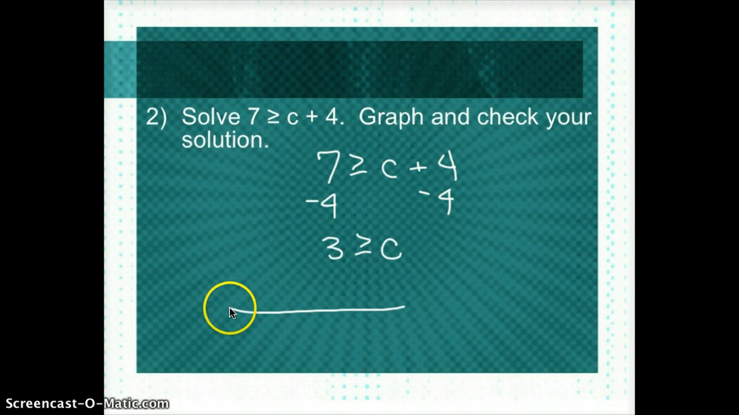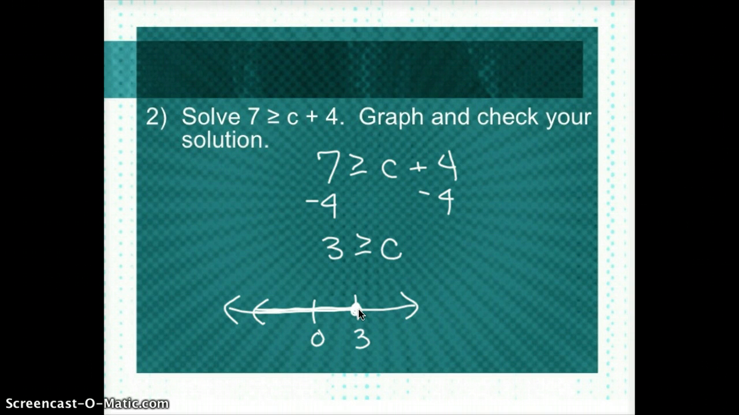So this time when I graph it, I still want 0, I want 3. Now I say 3 is greater than or equal to C, so remember that means C is less than or equal to 3. So I still want to shade everything over here to the left. Draw my arrow, and 3 itself, 3 is greater than or equal to 3, so 3 gets a closed dot in this case.